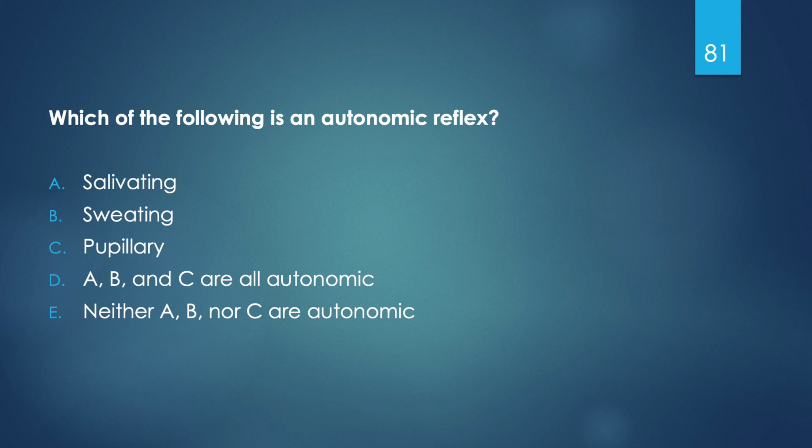Sweating is the same way. You can definitely make it happen by exercising, but you can't, sitting still, just tell all your sweat glands to start perspiring. So that's definitely autonomic. And then the pupillary response too, yes, you can actually cognitively move your eyes around, but pupillary tracking and other responses are not something you can necessarily control. So the answer is D. A, B, and C are all autonomic.